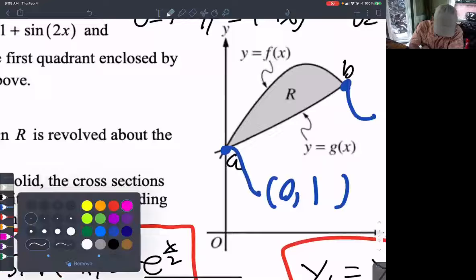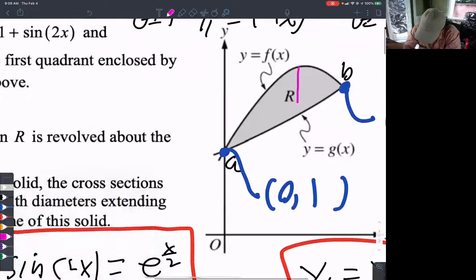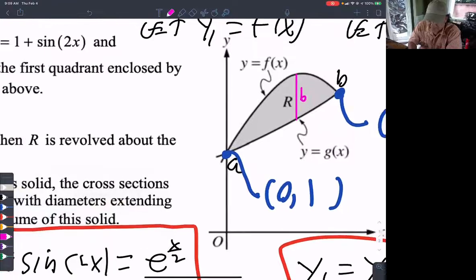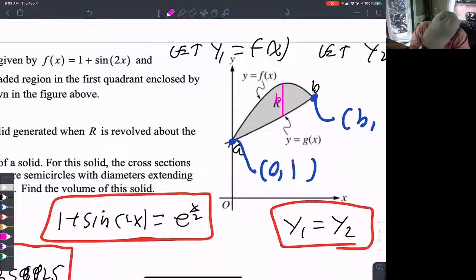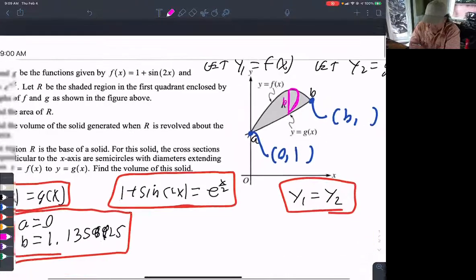Let me make it a little thinner. That's the base of my semicircle. Now the semicircles, I probably should write that on the other side. It's hard to see, but you have to kind of look at the videos and be comfortable with it. But the semicircles are kind of going to be like this, coming out at you. And so we're going to find B.